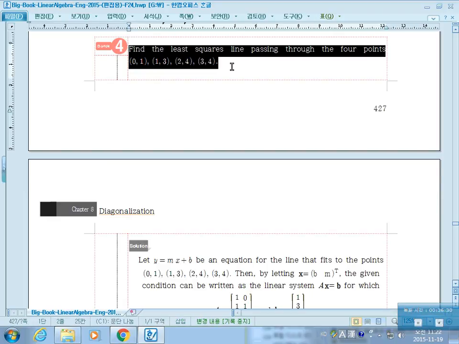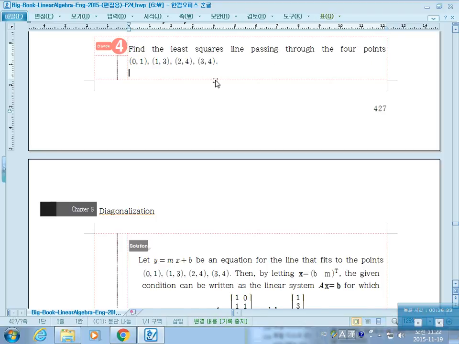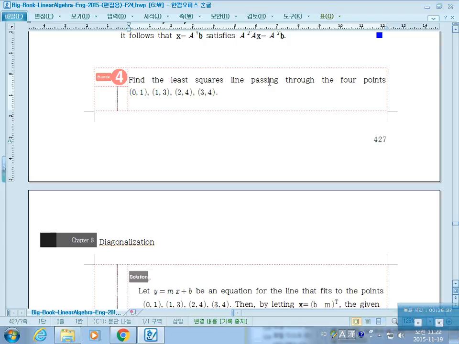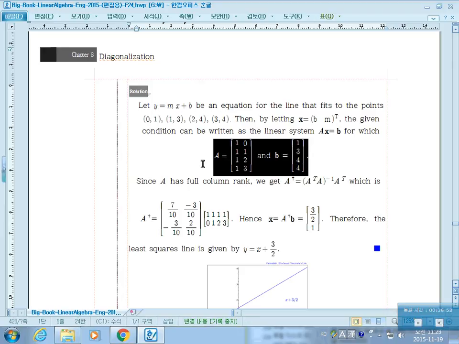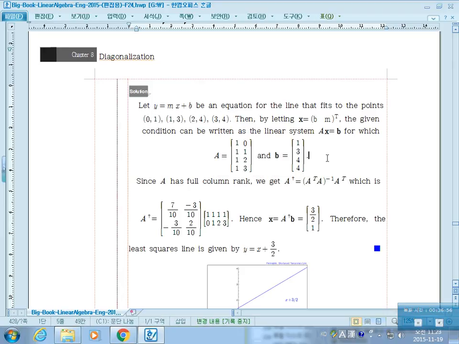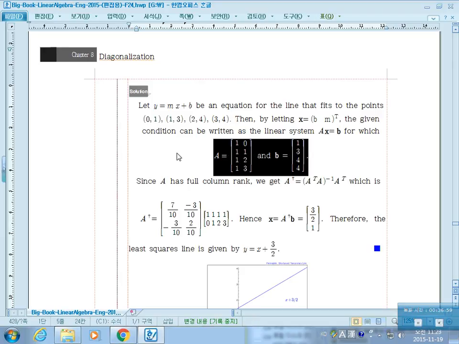The least square line passing through these four points. So we are looking for a least square line that passes through these four points. From here, we can build y equals mx plus b that passes here, so we can set a linear system of equations like this. But we realize that actually there is no such line that passes through those four points because they are not on one line. Lines are here and there. So we are looking for a line which is closest to those four points, a line for which the errors are the least.